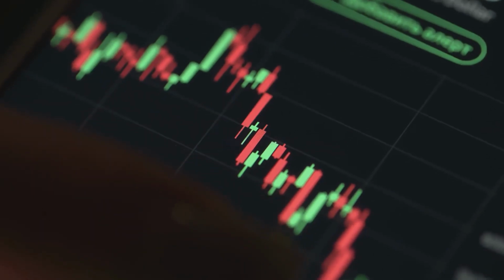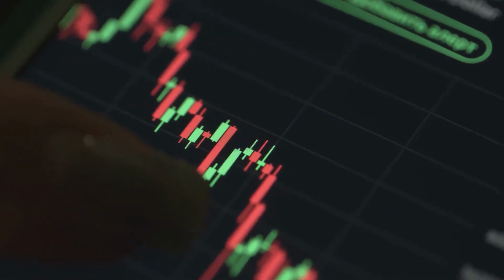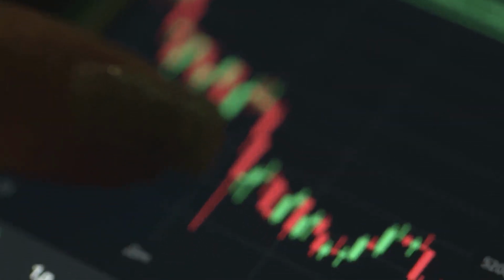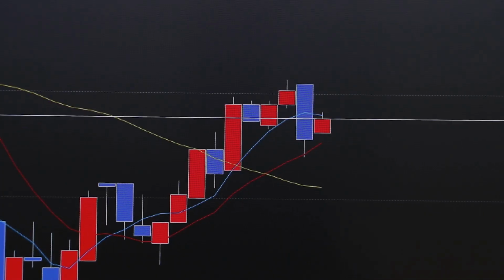Master these basics, and the chart starts to make sense. You'll be well on your way to understanding market trends and making informed trading decisions. Let's zoom in on candlesticks. They pack a lot of info into a small space.